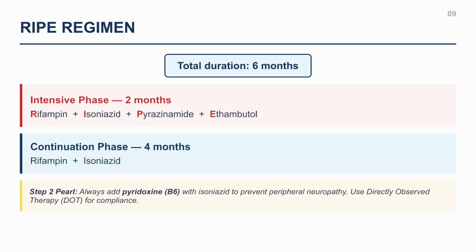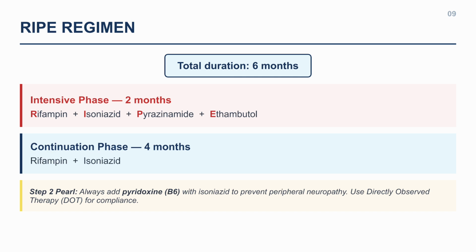Active TB is treated with the right regimen for a total of 6 months. The intensive phase lasts 2 months and uses all 4 drugs: rifampin, isoniazid, pyrazinamide, and ethambutol. The continuation phase lasts 4 months and uses only rifampin and isoniazid. Always add pyridoxine, or vitamin B6, alongside isoniazid to prevent peripheral neuropathy.